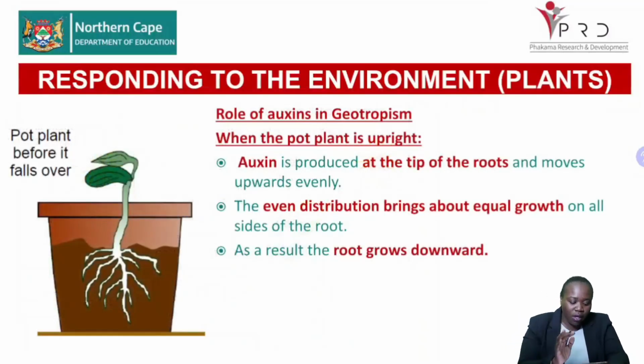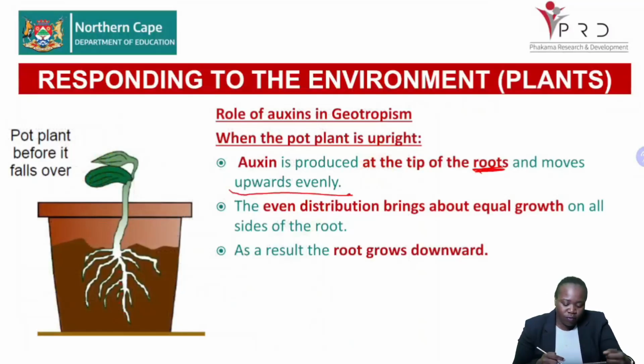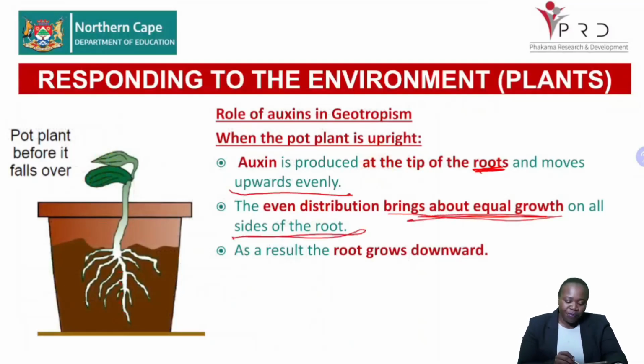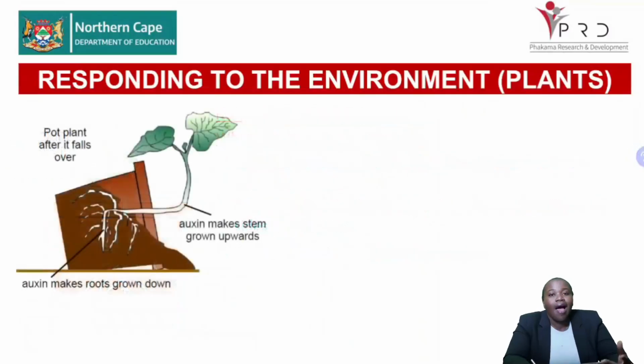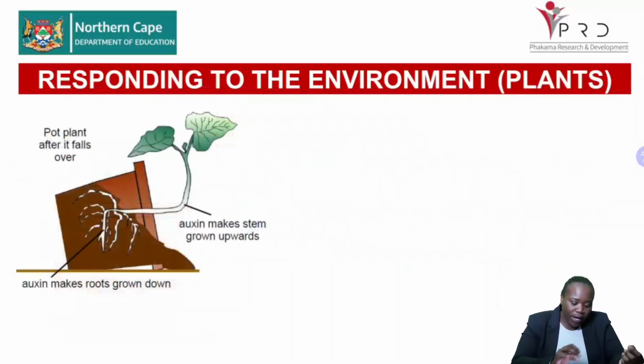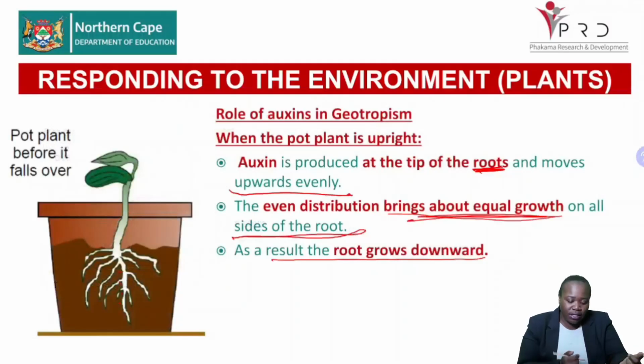As we can see here with geotropism, the auxins are produced at the tip of the root, and they are going to move upwards evenly, just as they were moving downwards evenly. The even distribution brings about equal growth on all sides of the root. If there's equal growth on all sides of the root, it means that the root will grow straight downwards. However, if the plant is placed horizontally, it is going to be different from when the plant is placed normally or straight downwards.